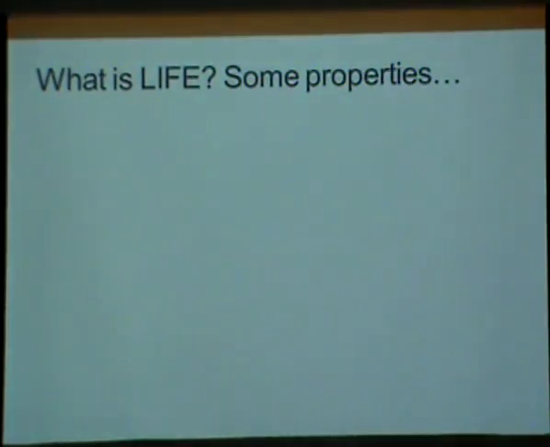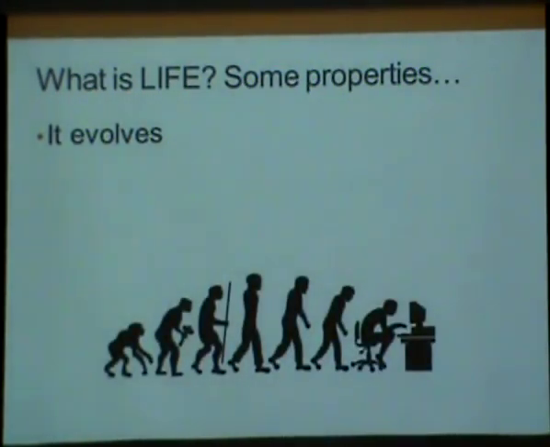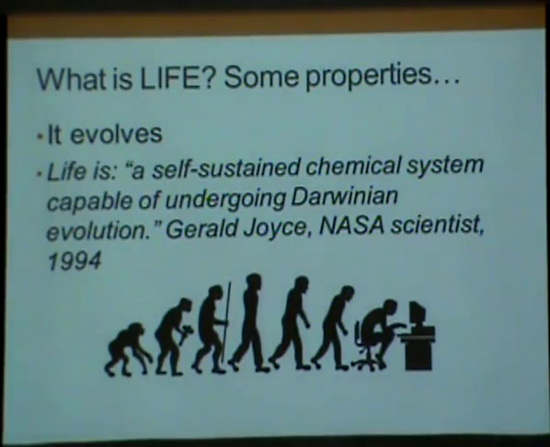And there is another property of life. It evolves. Life evolves, just like us. In fact, this idea of evolution is used as a working definition for life. Life is a self-sustained chemical system capable of undergoing Darwinian evolution. This is attributed to a NASA scientist, Gerald Joyce. So evolution is a very important part of this.